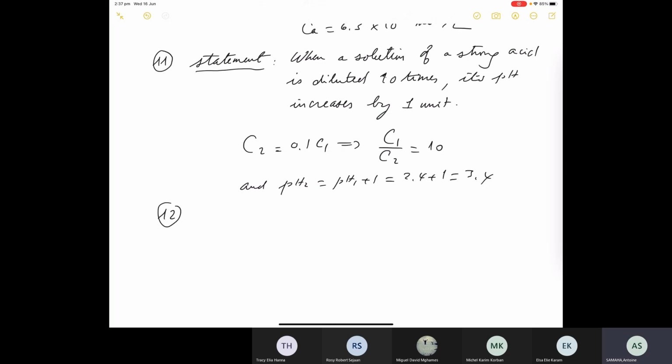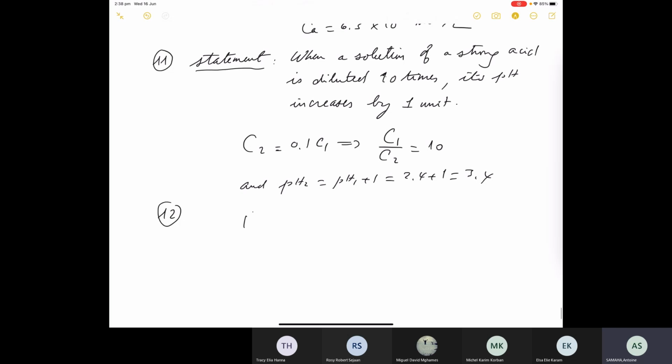Number 12. We prepare 200 milliliters of a solution S of hydrochloric acid by dissolving 0.112 liters of hydrogen chloride gas in distilled water. The pH of this solution is 1.6. Calculate the molar concentration of S.